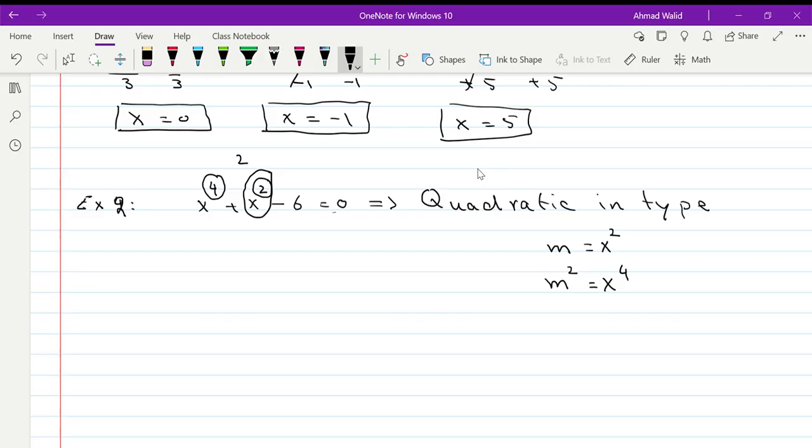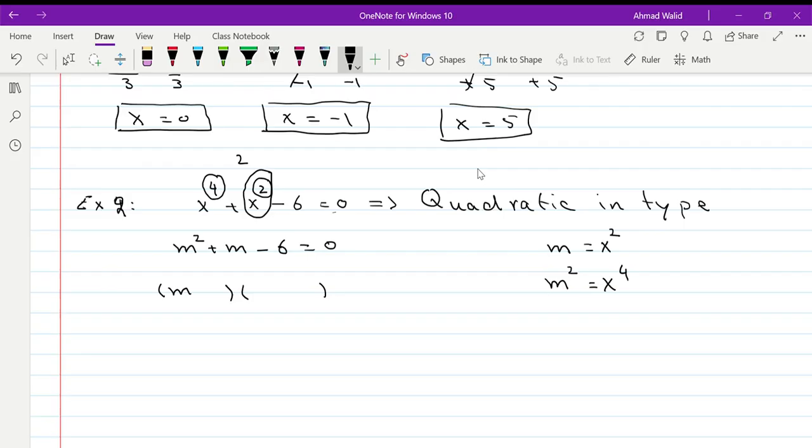Like this. Instead of x to the power of 4, I'll name it m squared. Plus, instead of x squared, I'll name it m. Minus 6 equals 0. Now you see you are dealing with a quadratic. Really easy quadratic, you can even factor.